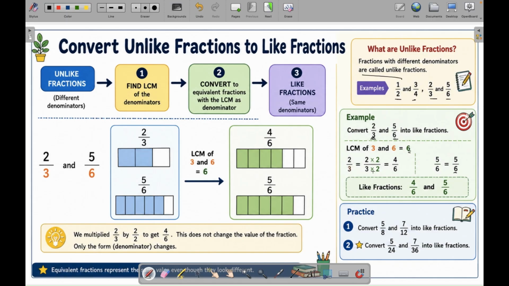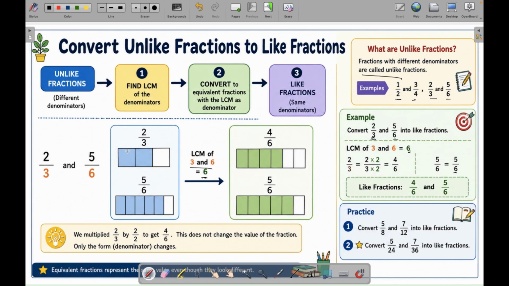We have seen this mathematically. Let's now look at it graphically. So we have 2 by 3 and 5 by 6. This is 2 by 3 and this is 5 by 6. Both of them are unlike fractions, so we cannot do any operation on them. What we try to do is find the LCM of 3 and 6. Once we calculate it, we get the LCM as 6.